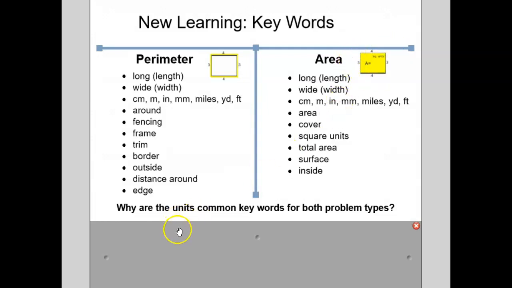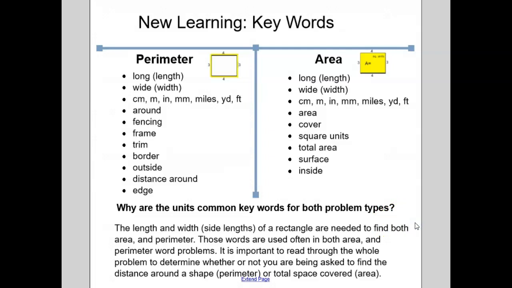Fantastic. So yesterday we talked about why units are common keywords for both problem types, why length and width and these different units are common keywords. Boys and girls, what do you remember? Why are length and width and square feet, centimeters, inches, miles, and yards, why are they common keywords? Pause the video.